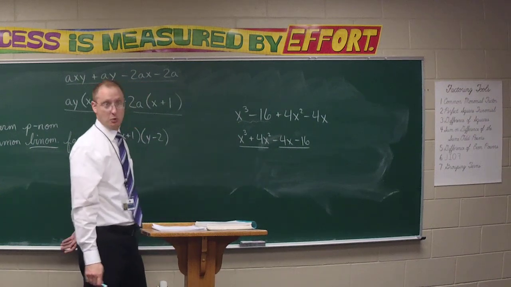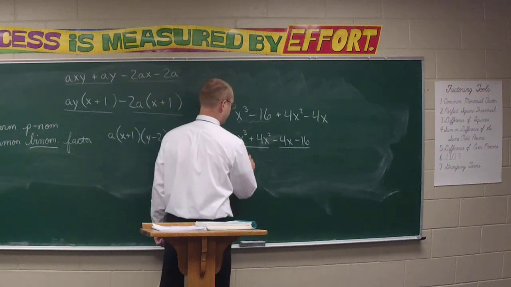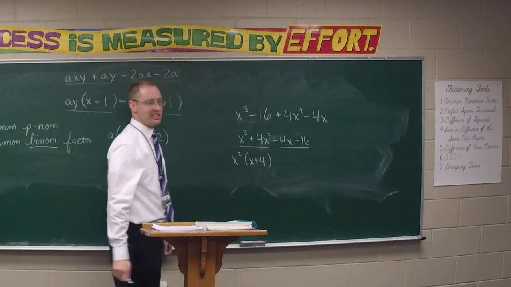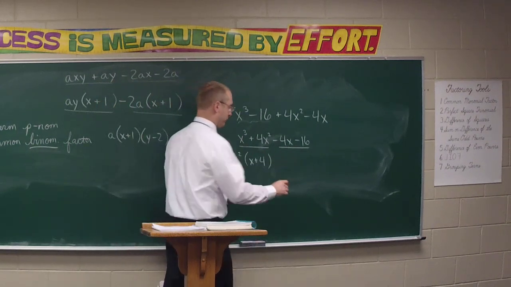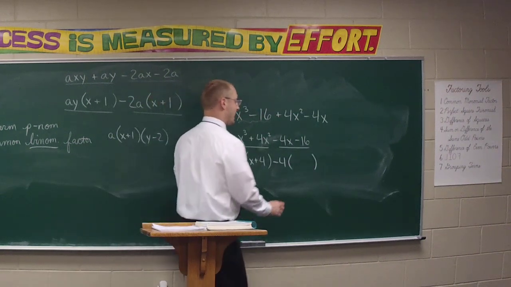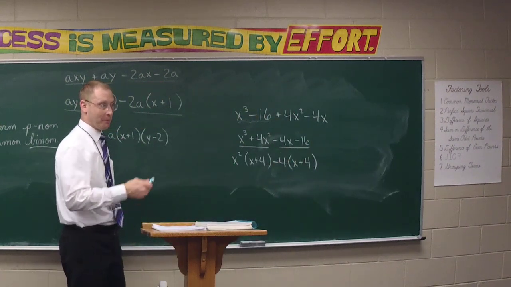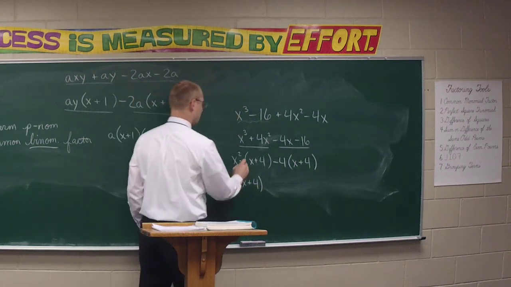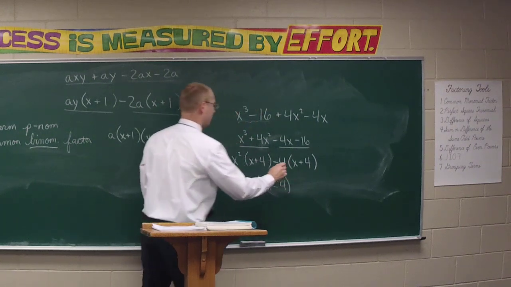Now that we've rearranged, what's common in the first group, Maddie? An x squared, and in parentheses. And what's common in the second group here, Michael? 4. No. Negative 4. And if I pull out a negative 4, what's left? X plus 4. Good, x positive 4. And now I've got a common binomial. What's my common binomial, Genesis? X plus 4. And if I factor that out of both of my terms, what am I left with? X squared minus 4.